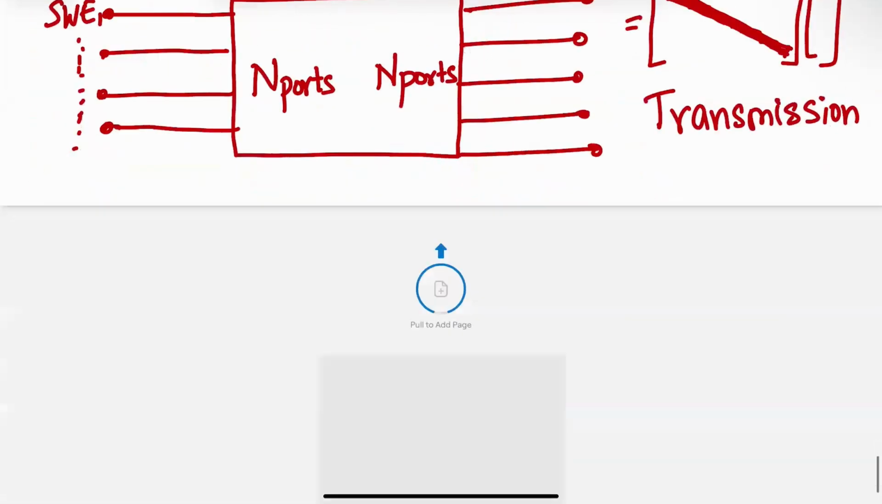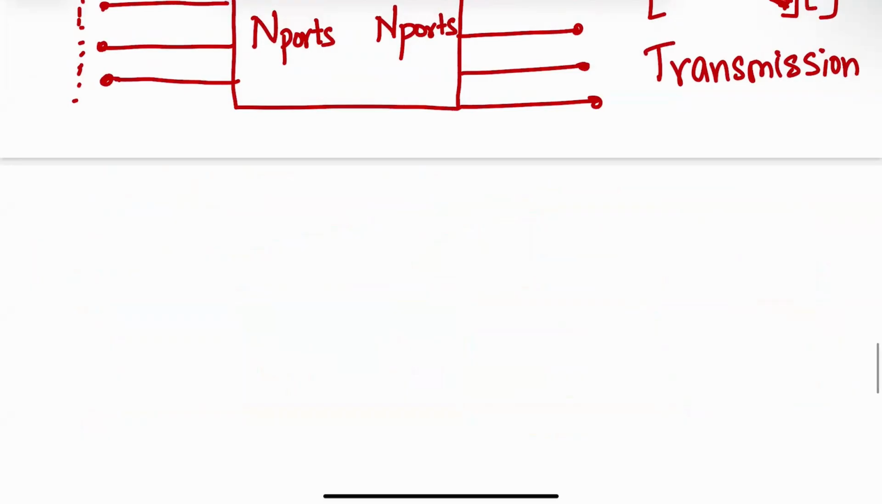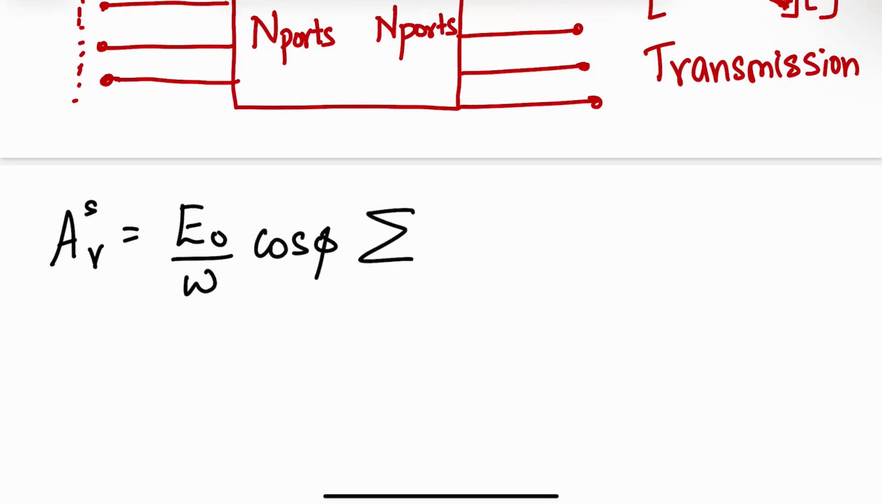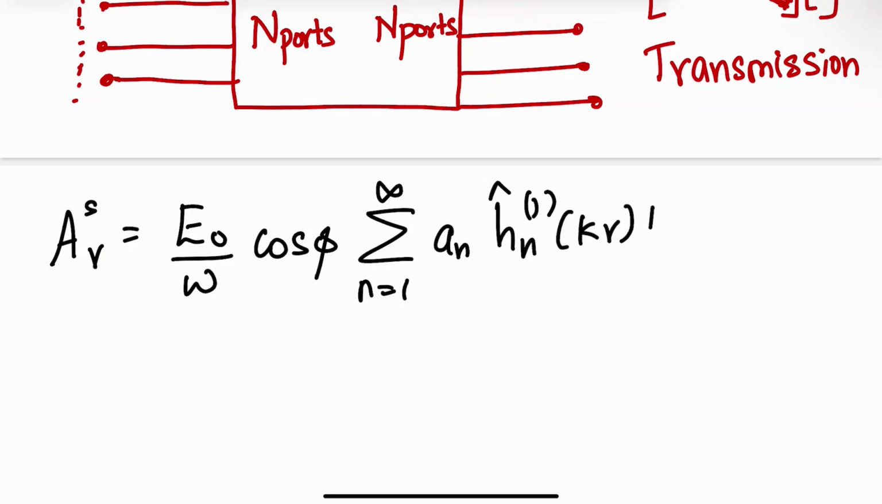Okay, because of that, we can essentially expand this scattered field in a very similar form. You can write the scattered field as E0 over omega, cosine phi, summation n equal to 1 to infinity, a_n hat, or a_n, I don't know what this a_n value is, h_n^(1) hat, A_r, P_n^1 cosine theta. So why did I use h_n^(1)?